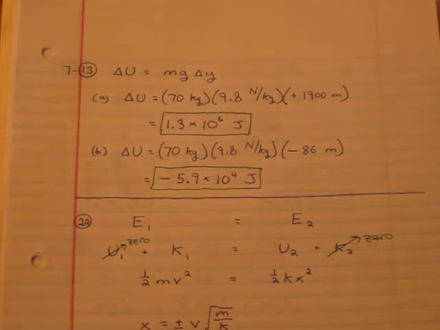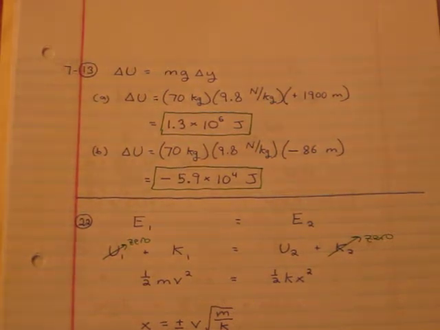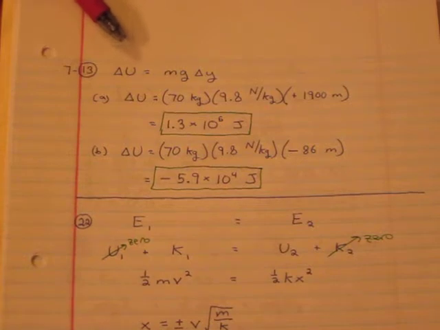Starting with number 13, we're finding the potential energy of a 70 kilogram hiker. Take the zero of potential energy at sea level. I've written it out in terms of delta U, or change in potential energy, and really that's the difference in potential energy above zero. So we can take these answers to be the potential energy.